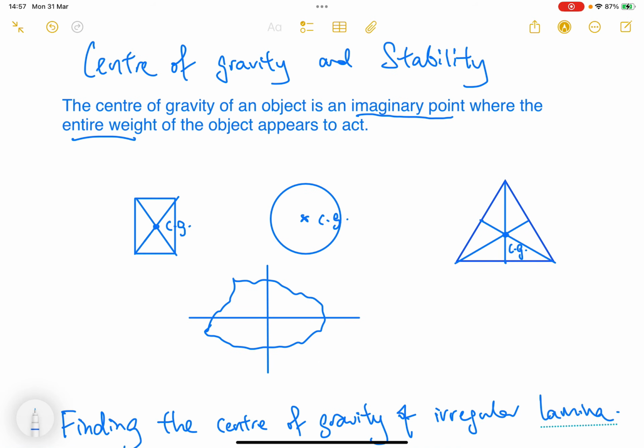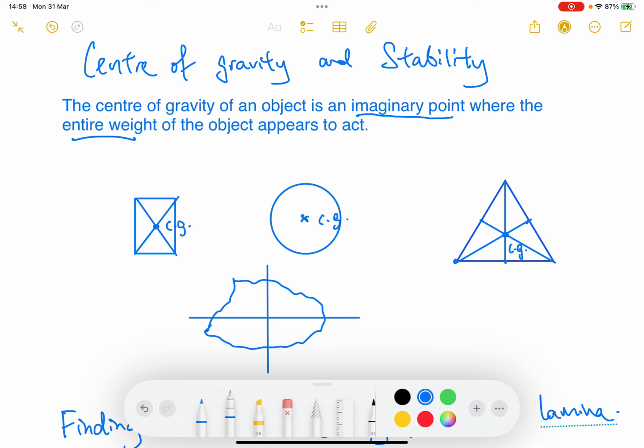And for a triangle, okay, you can draw from the vertices. So for example, here from one vertex to the middle of the opposite side, right? And you do that for at least two lines. Where the lines intersect, there the center of gravity will be. Okay, what about irregular shaped objects?